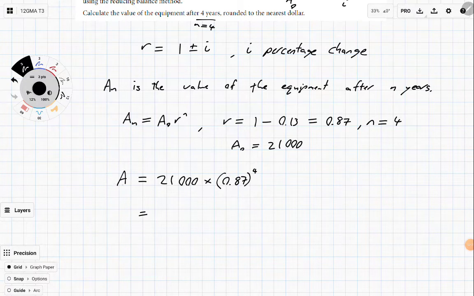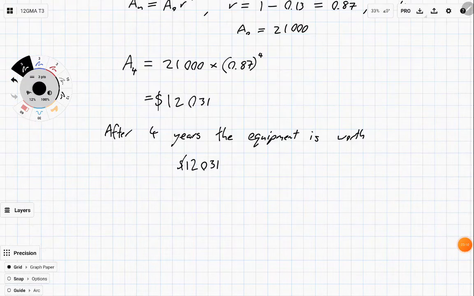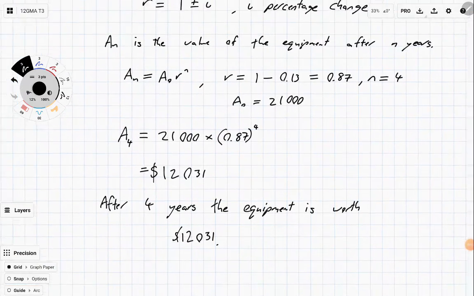And this is actually not AN, but A4. And this is equal to a long decimal, 12,030.849, which we're going to round up to 12,030.85. But it says also to round to the nearest dollar. So round up to $12,031. So after 4 years, the equipment will be worth $12,031. Alrighty, and there we go. That's the end of that question.